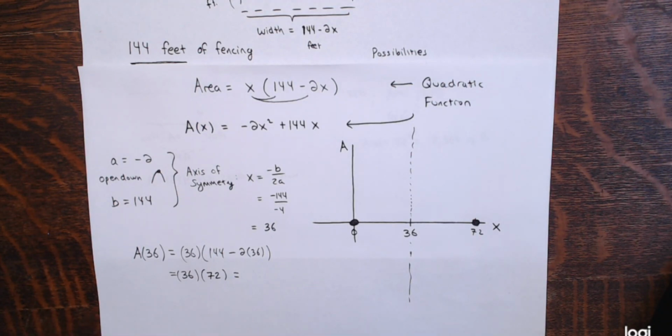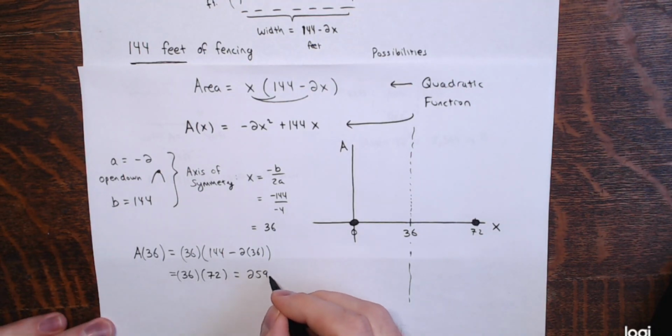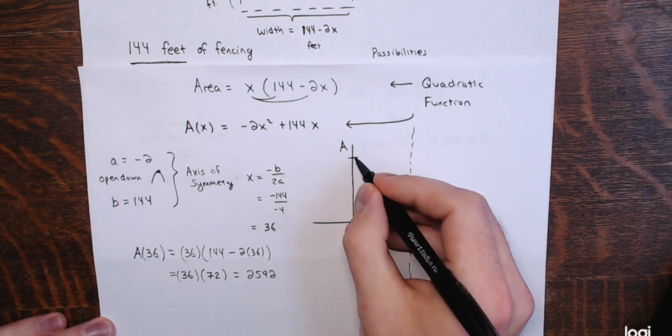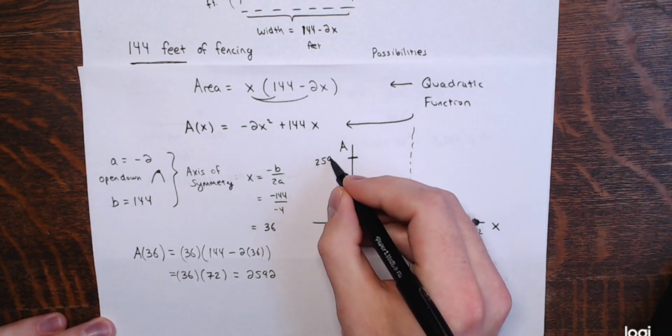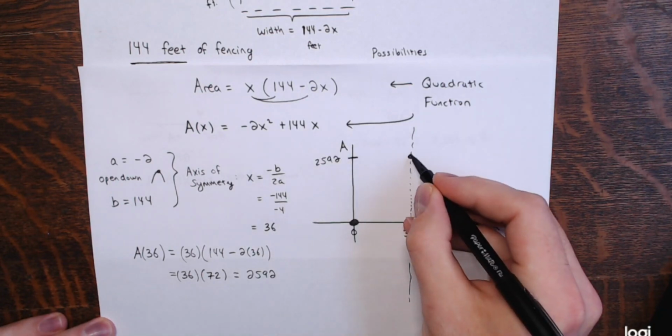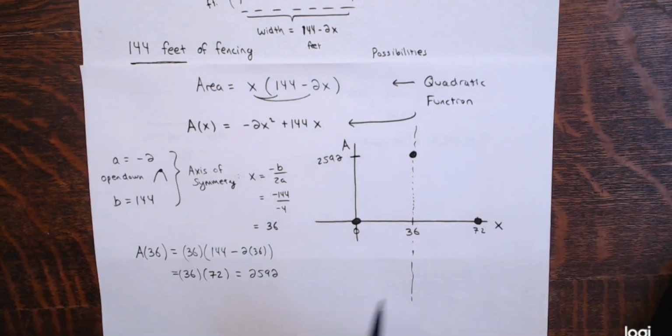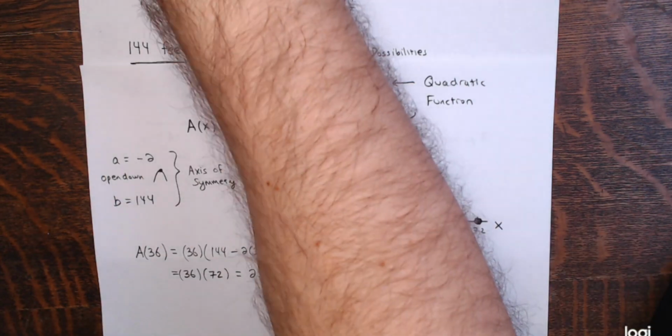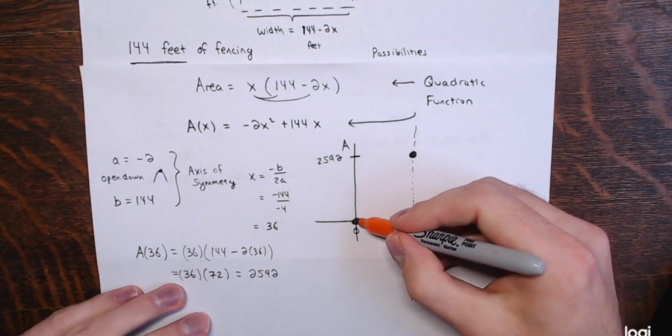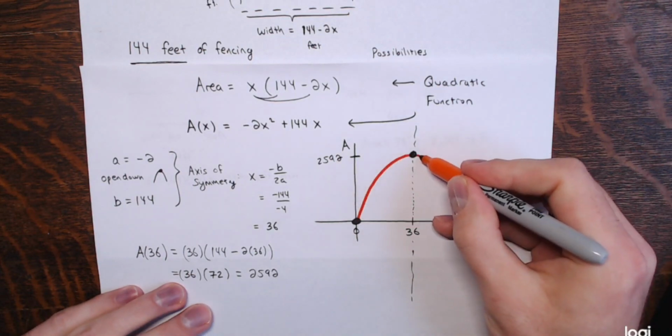36 times 72, 2,592 square feet. 2,592, and that's going to be the vertex of this parabola. All right, and I'll draw a rough sketch of that. It's going to look like this.